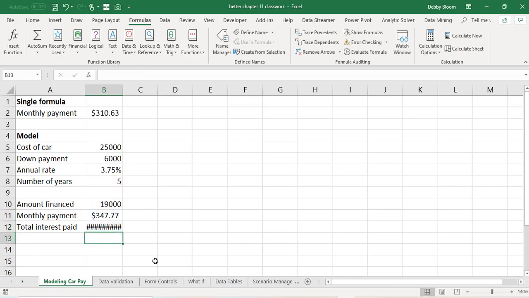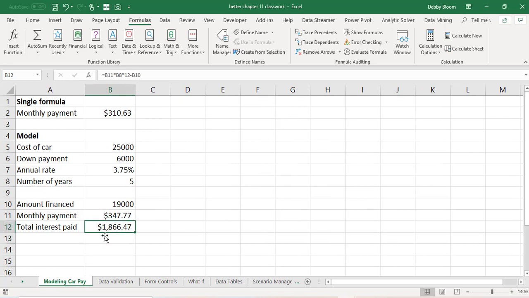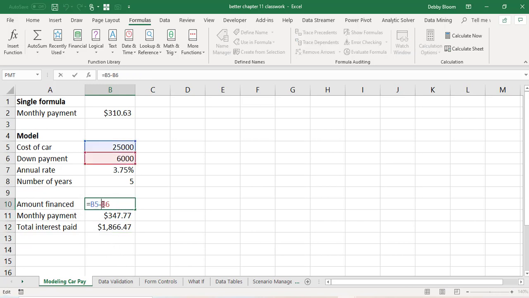And I hit enter. And on this loan, when you get those pound signs, it just means that the column is not wide enough to display your number. So I'll make column B a little wider. And I have total interest paid of $1,866.47. So I want you to notice that in each of my formulas, down here in the output area, the only number that you're going to see is 12 for the number of months in a year.